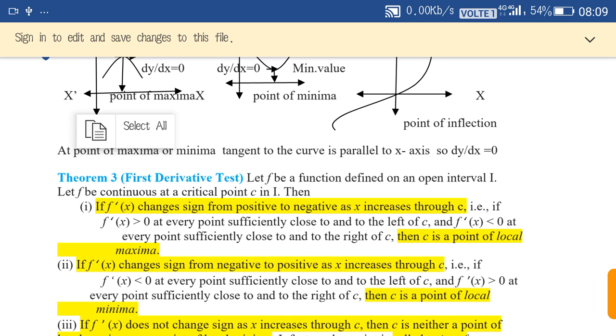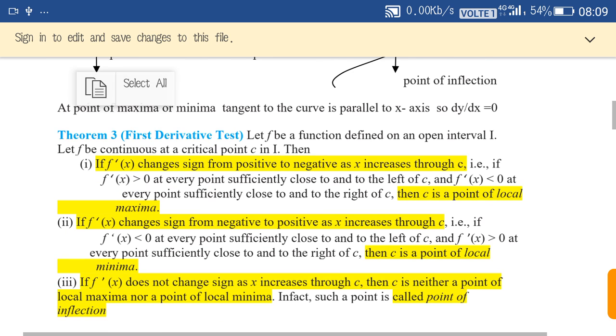It means firstly we have to find the critical points. How are critical points obtained? We have the equation of the curve. We differentiate it, and after differentiation we put it equal to 0, because at the point of maxima and minima the derivative is 0. After putting the derivative 0, we get some values of x which are called critical points.